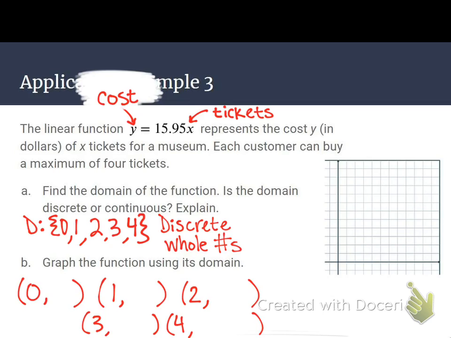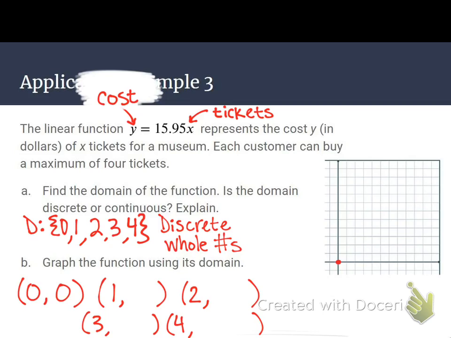Okay, so we have to plug in 0, 1, 2, 3, and 4 for X, figure out what we get for Y. Okay, if I buy 0 tickets, how much money did I spend? $0. So I could go ahead and plot that point at 0, 0. For the rest of them, we are going to have to decide on a scale for our range or our y-axis, so we'll hold off on graphing till the end.